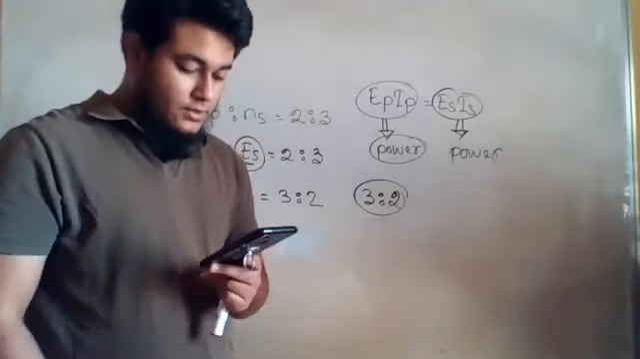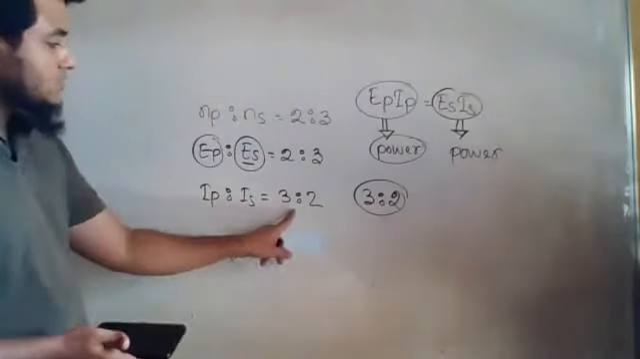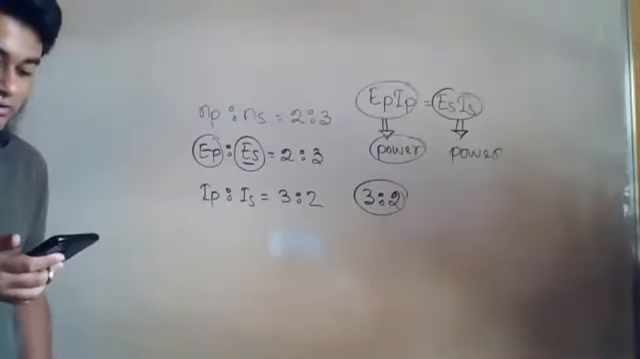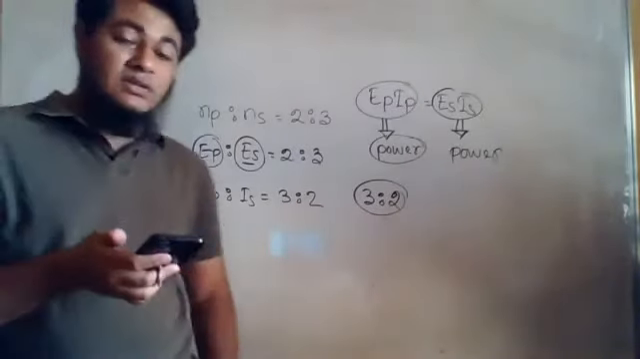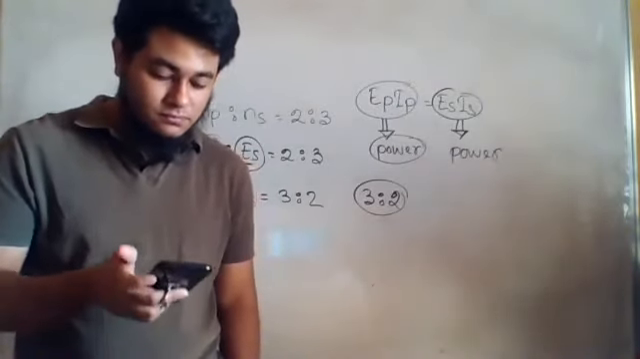Yes, sir. Okay. Then I have asked IP is to IS. This will also be 3:2. This is directly shown here. Number 8, magnetic field can be increased by decreasing the flow of current. Never. If you decrease the flow of current, then the magnetic field will also get weaker.